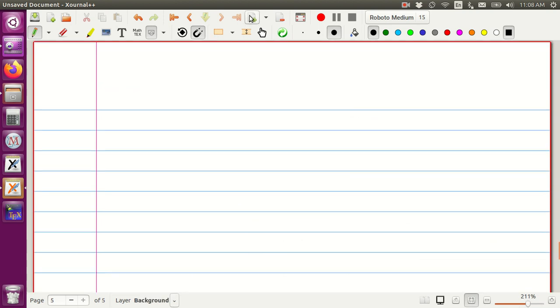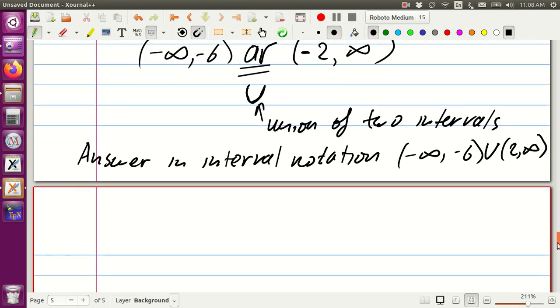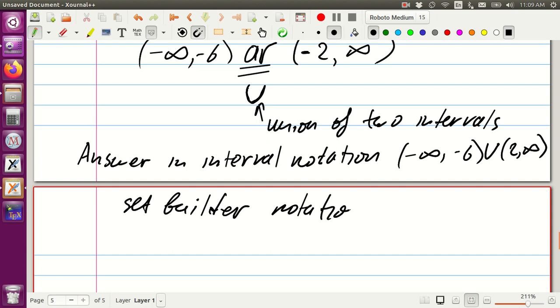And also we need set builder notation. Again, in the questions in the homework, you will only be asked for one type. Set builder notation would be all x such that x is smaller than -6, or x is bigger than -2.